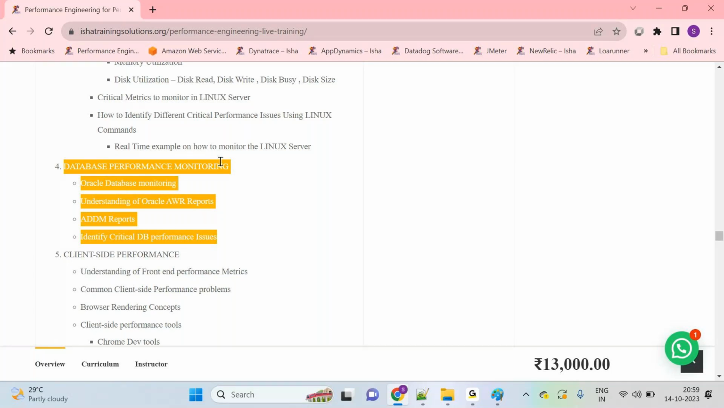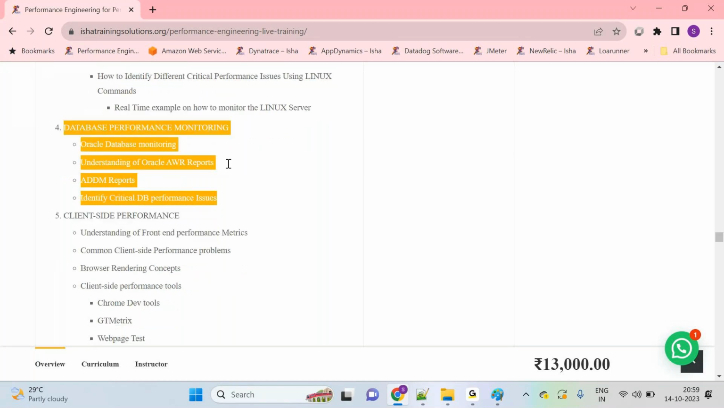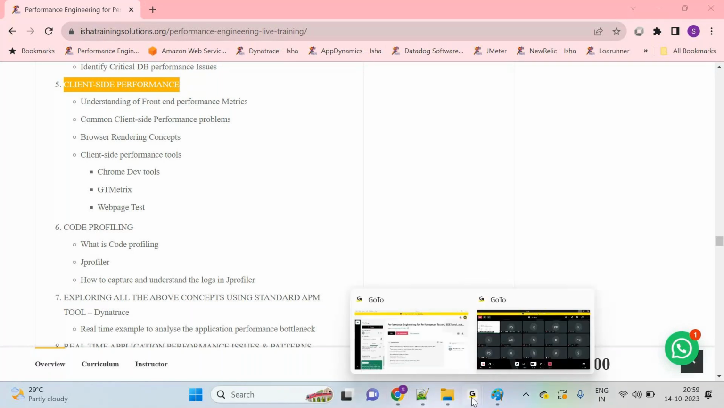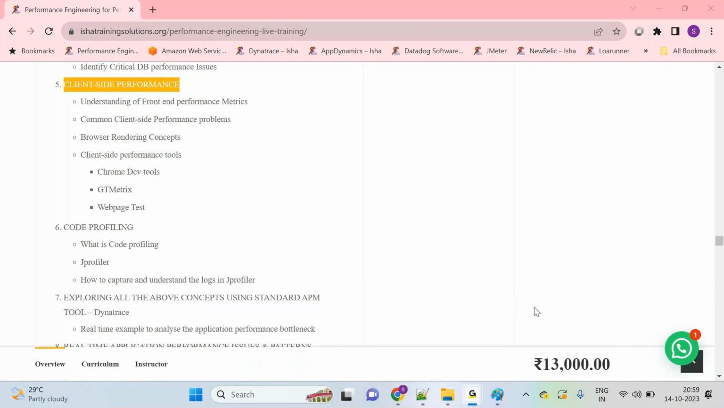Once database monitoring is done, next is client side monitoring. This is also very important. Why is it important? Because right now we are not focusing on the client side itself. Any performance testers in this forum, are you providing client side numbers to your stakeholders? Anybody providing client side numbers?